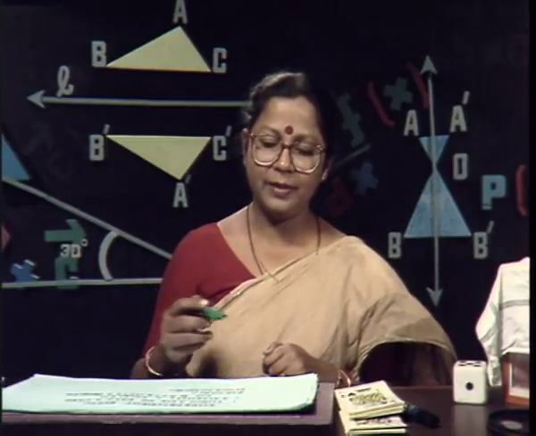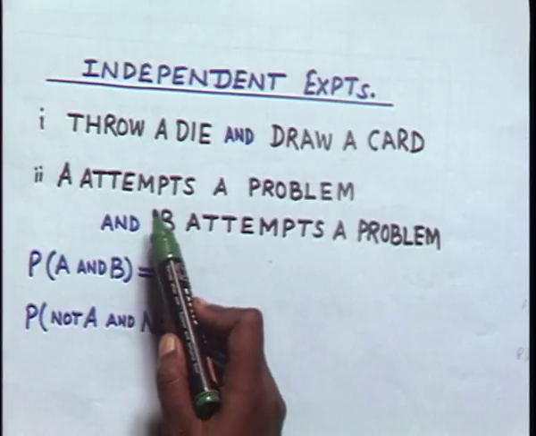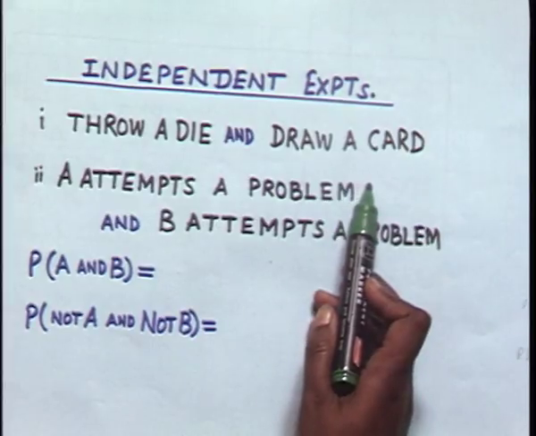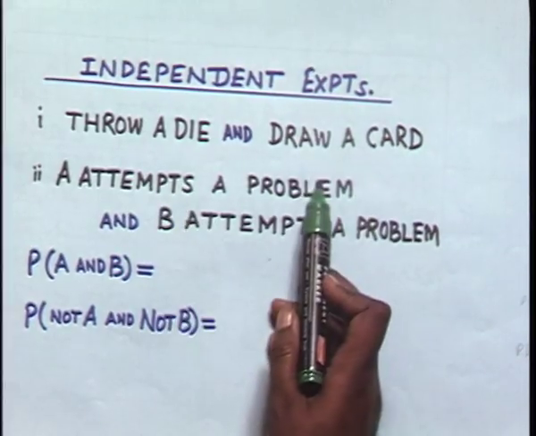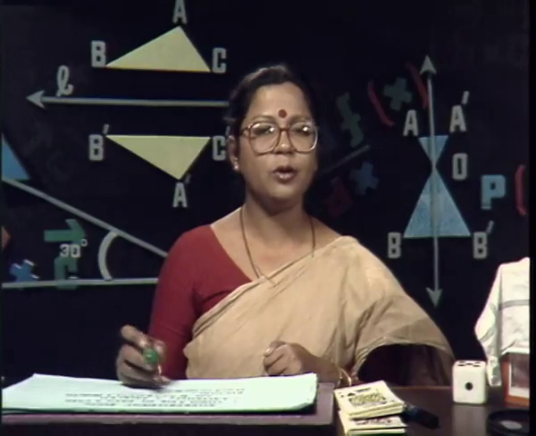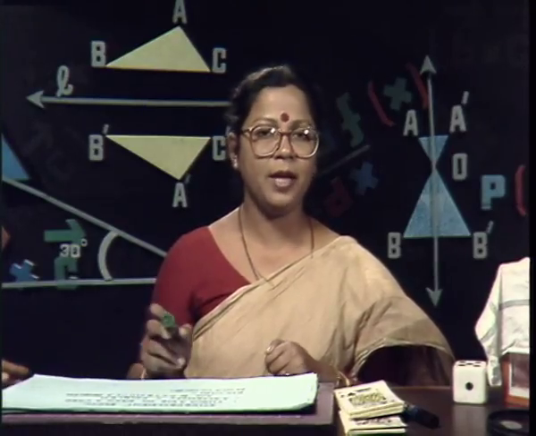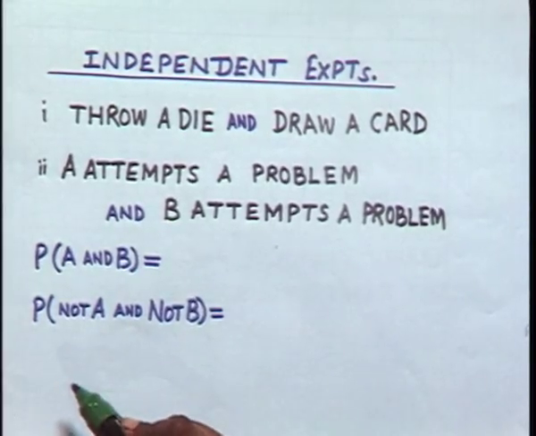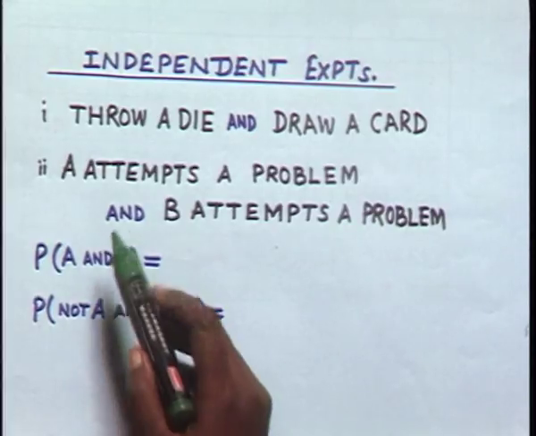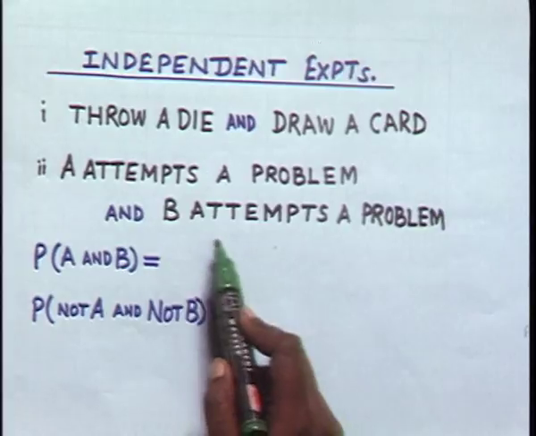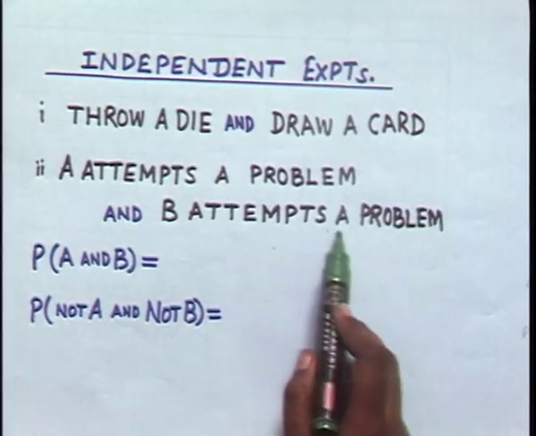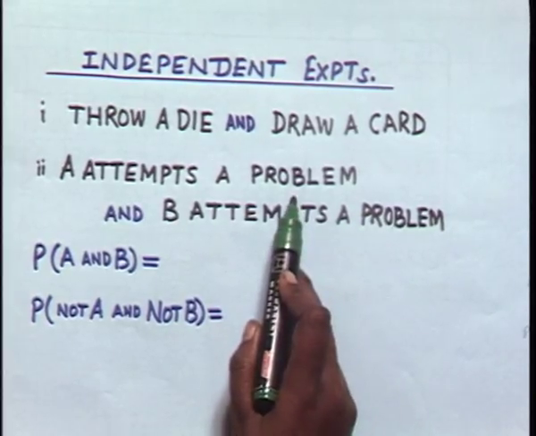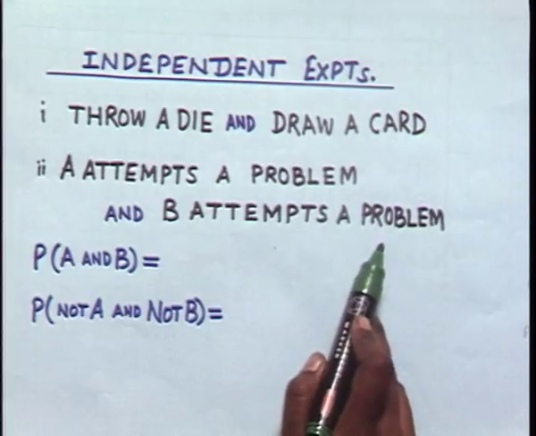For example, we may take the two experiments here, throw a die and drawing a card from a pack of cards. These two are independent experiments because they do not affect each other when these experiments are being performed. Another example we may take is, a problem is given to two students A and B. A attempts a problem and B attempts a problem. These are two independent experiments again, because A attempting a problem does not affect B attempting the same problem.